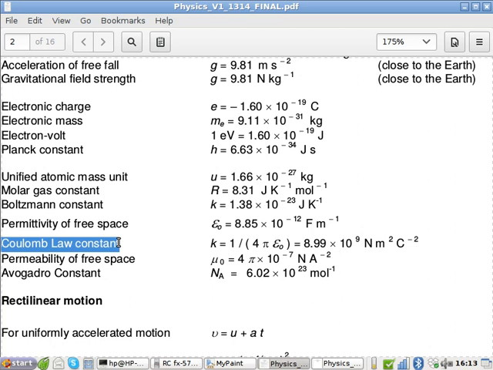Wait, no, this is the formula book. You're not looking at the same thing. I'm looking at the actual exam. This is it there. This makes sense. We divide that there.